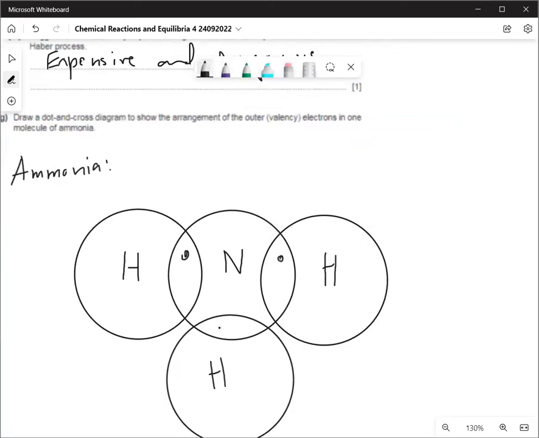Sir, can you explain this question again? Yeah, dot and cross. I see. Okay, so what's happening is they're simply asking us to show the bonding of ammonia. Now, what does ammonia look like? Ammonia is NH3. Yes.